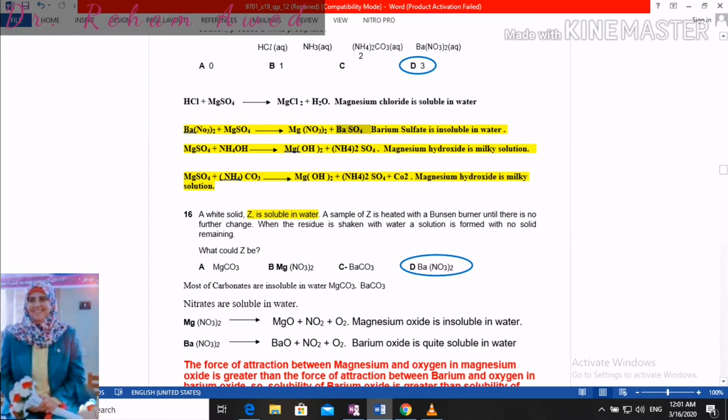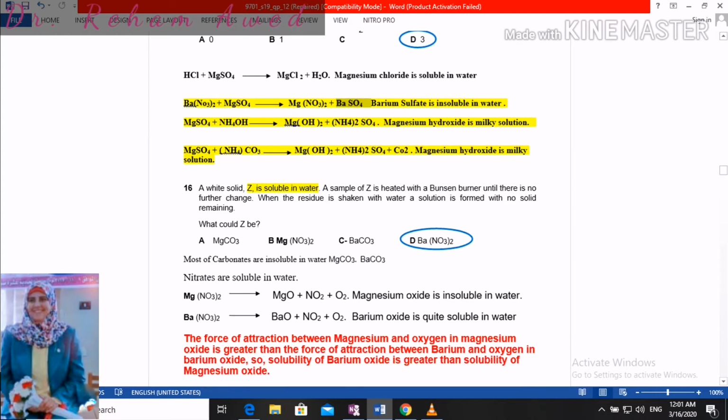We will start heating, a thermal decomposition reaction. Magnesium nitrate decomposition will form magnesium oxide plus nitrogen dioxide plus oxygen. Magnesium oxide is insoluble in water. Barium nitrate, we will heat it, it will form barium oxide plus nitrogen dioxide plus oxygen. Barium oxide is quite soluble in water.